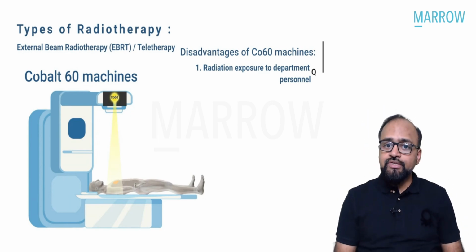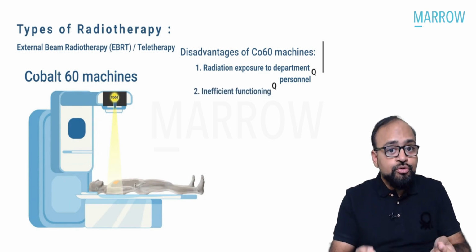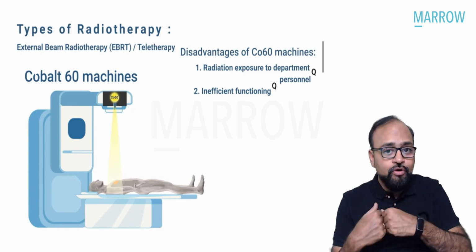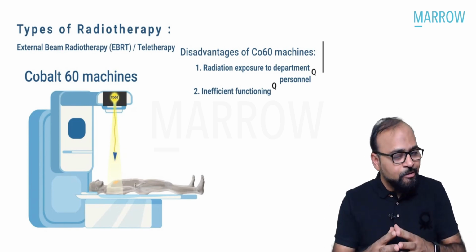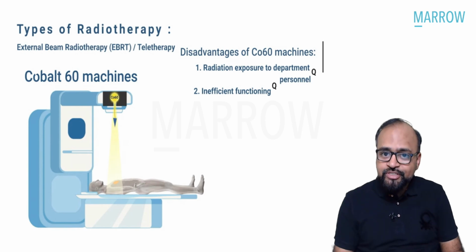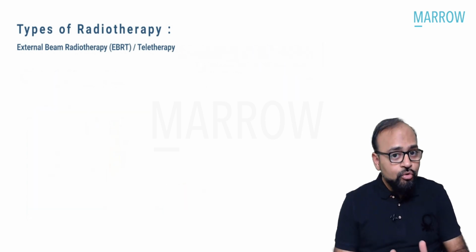Another issue here is that it is not a very efficient working machine, right? If I want to increase or decrease the intensity of the cobalt, I need to open up the entire machine, remove or add some more cobalt, and again assemble it. So the functioning is not very efficient. To overcome these disadvantages of cobalt 60 machines, newer machines are now used, right? And what are these called? These are no longer cobalt 60 machines.